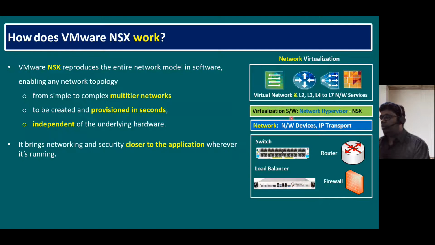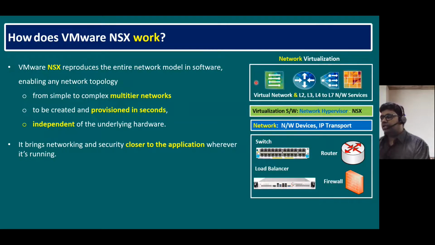But if you want to make this physical network a virtual network, we have to install a virtualization software called a network hypervisor. When we install the network hypervisor, that is NSX software, it will help you to decouple your physical network devices and make them virtual network devices.